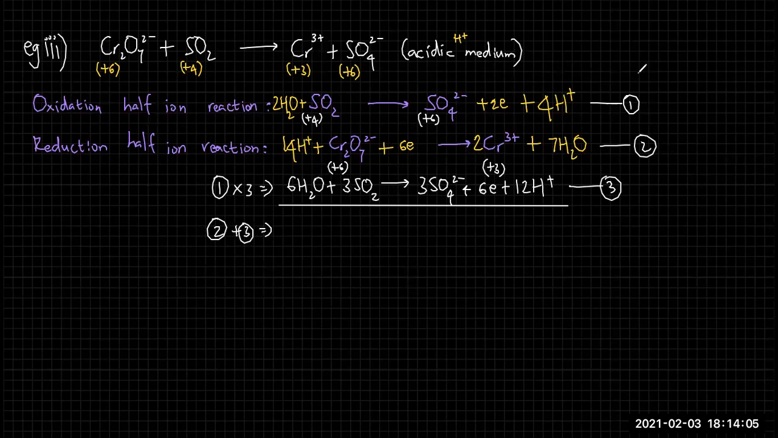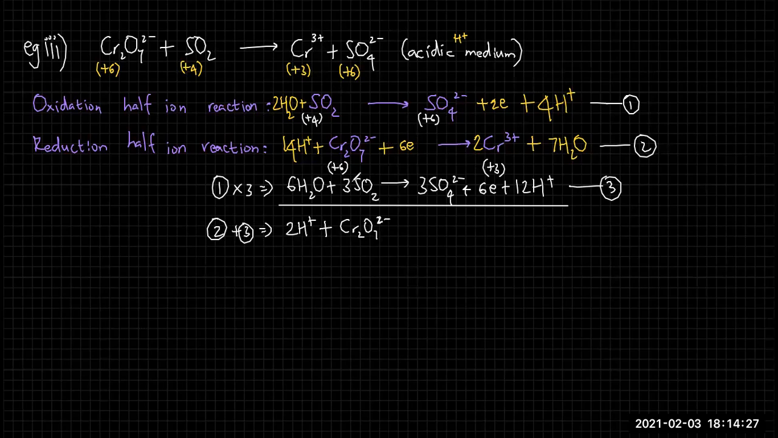Let's start from one corner. Okay, let's start from H plus. I have 14 H plus here. I have 12 H plus on the right side. So 14 minus 12, the left side dominating, 2 H plus will remain. Dichromate, I have only one dichromate on the left side. So it will be Cr2O7 2 minus.